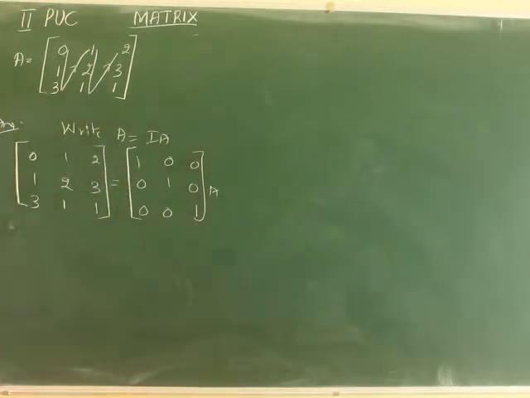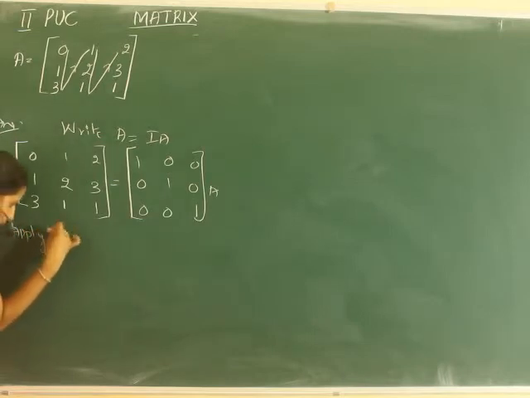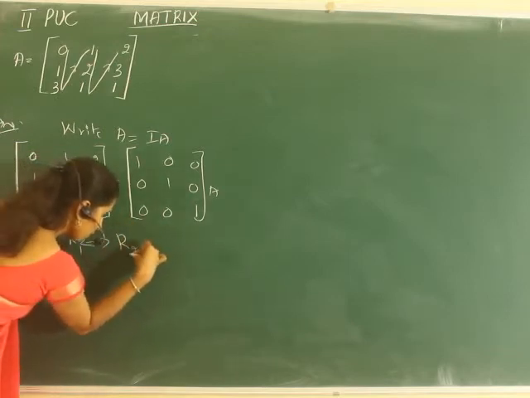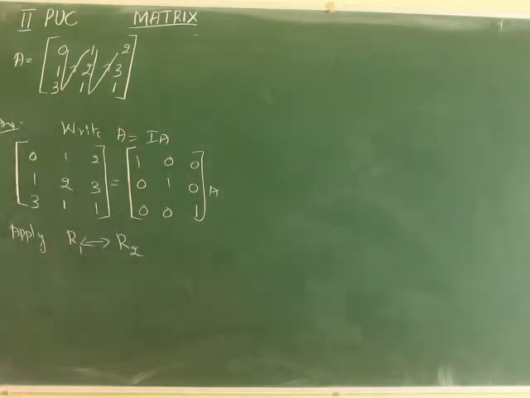So first we have to convert the first element to 1. Here there is 1 in the second row, so we need 1 here, which means we can just interchange. Therefore apply R1 interchanging with R2. Apply R1 interchanging R2.